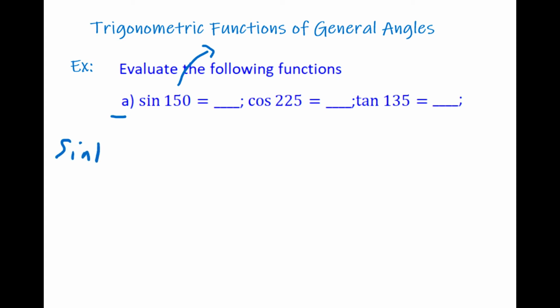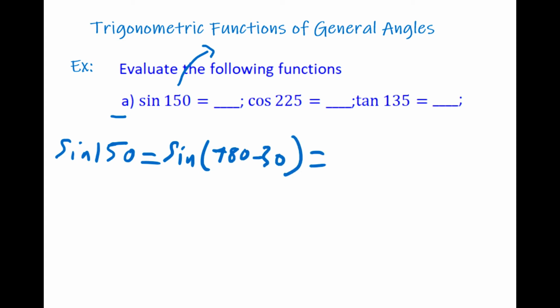So sine 150 is sine pi, which is 180, right? Or let me write 180 actually. 180 minus 30. So it's going to be for sure sine 30, right? But what about the sign? Because the angle is in the second region, and in the second region sine is positive. So it's going to be plus sine 30, and that is, guys, plus 1 divided by 2.